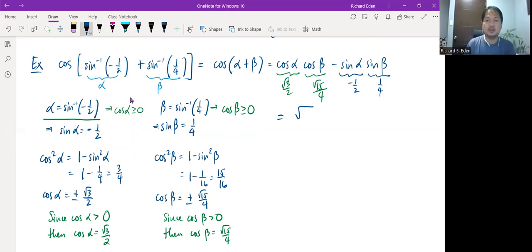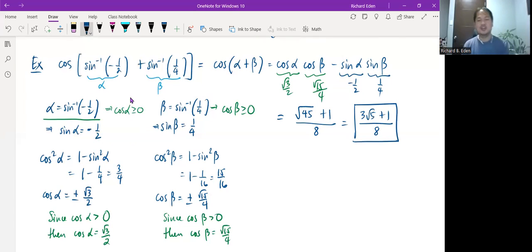The square root of 45 minus -1 plus 1 over 8. 45 is 9 times 5, so we have 3 square root of 5 plus 1 over 8. That's the exact answer. If you use a calculator, it's only going to churn out a decimal approximation.